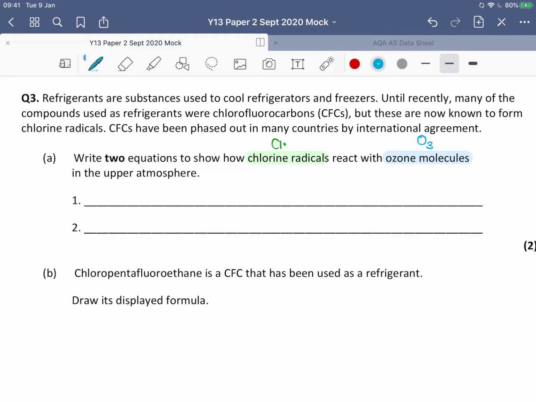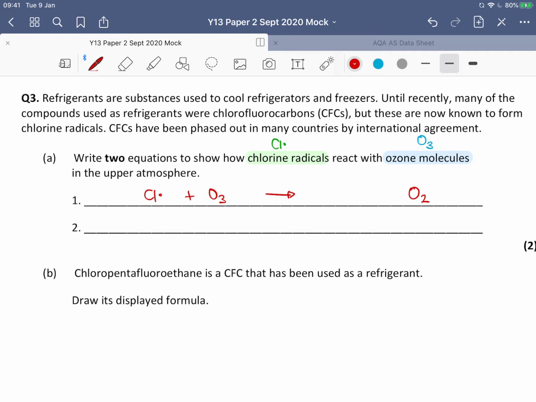It has the formula O3. So straight away, if we remember that a chlorine radical is a Cl with that unpaired electron, that's what makes it a radical, and ozone is O3, then we have got the start of our equation. Actually it doesn't tell us what it's being broken down into, but one thing to remember is that ozone is broken down into oxygen.